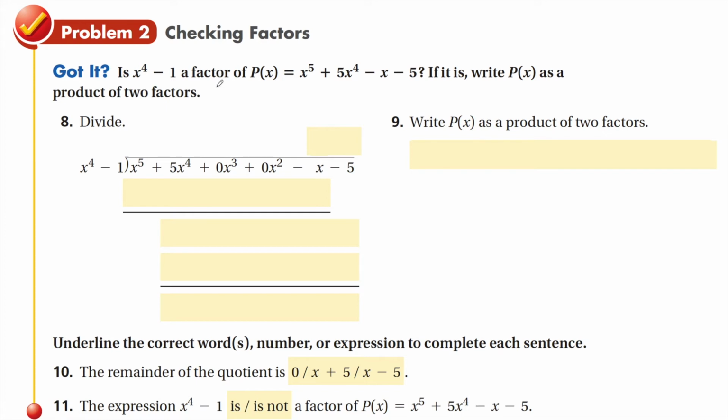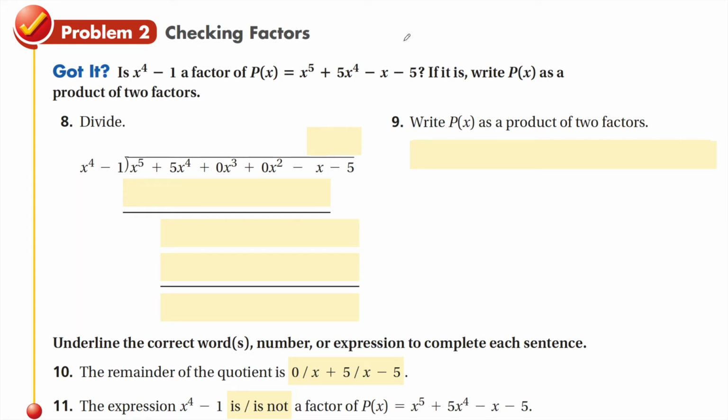Problem 2, checking factors. Is x to the fourth minus 1 a factor of p of x equals x to the fifth plus 5x to the fourth minus x minus 5? Write, if it is, write p of x as a product of two factors. So essentially we need to just divide everything out.